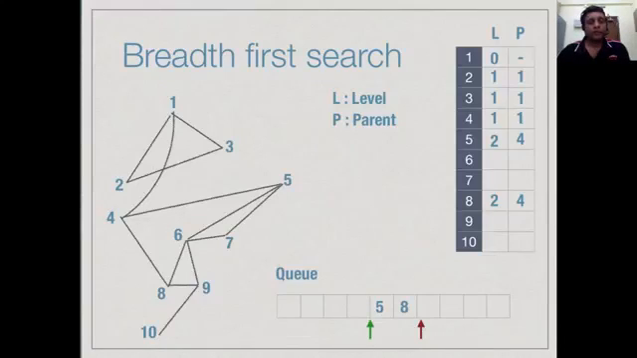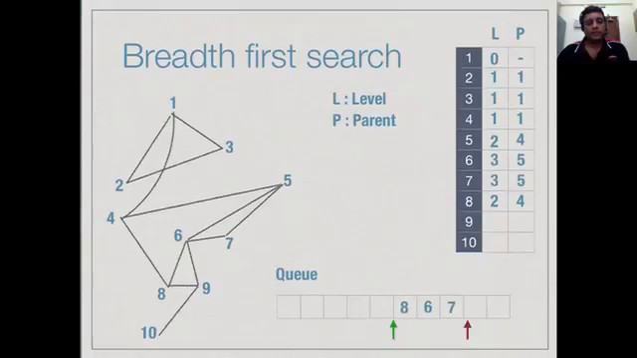Then from 5, I will get 6 and 7. These are now at level 3 because 5 was itself at level 2, and their parents are 5. From 8, I will go to 9. So 9 is also at level 3 because 8 was already at level 2, and its parent is 8. And finally, we will find that 10 is at level 4 and its parent is 9.